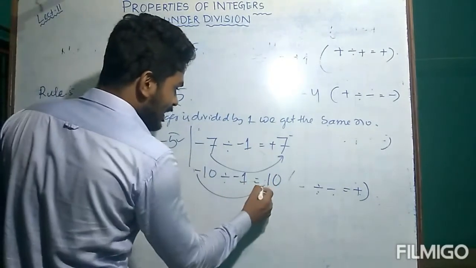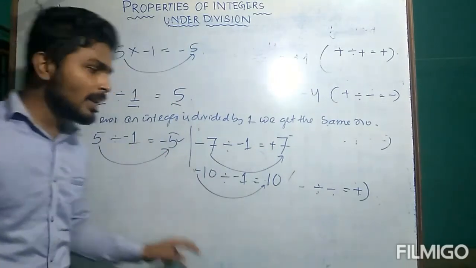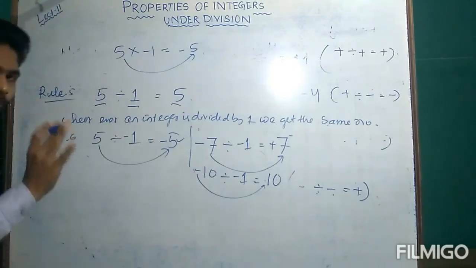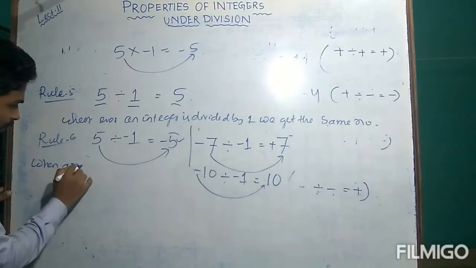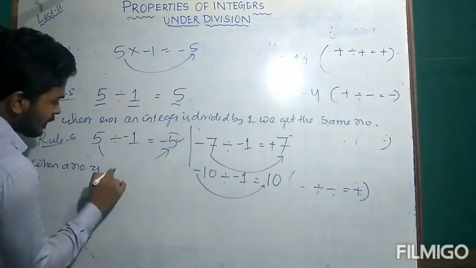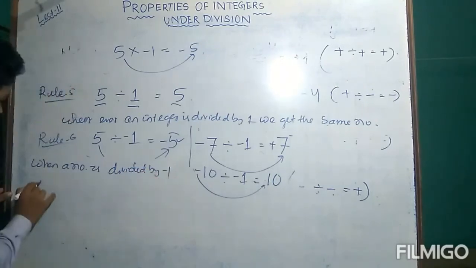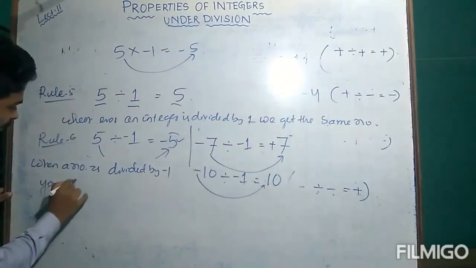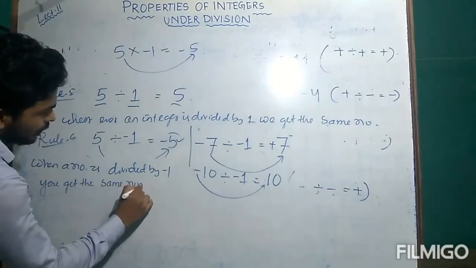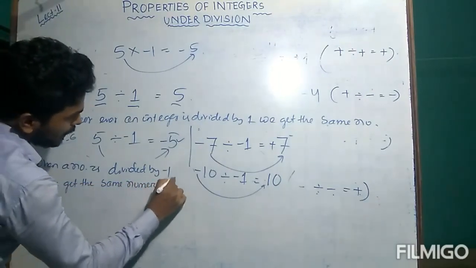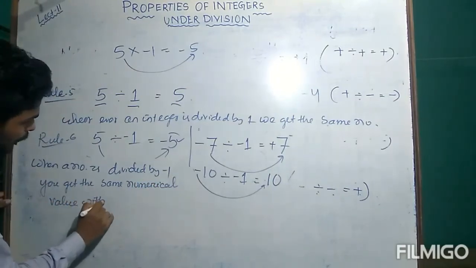So whenever a number is divided by -1, you get the same numerical value with opposite sign.